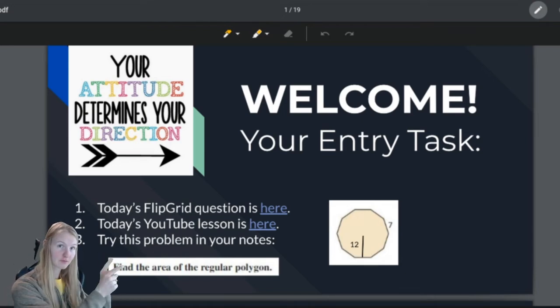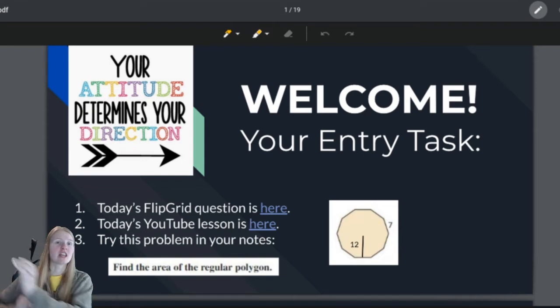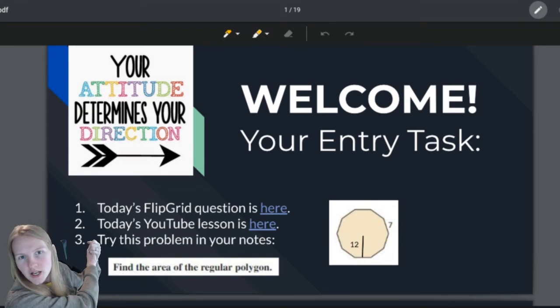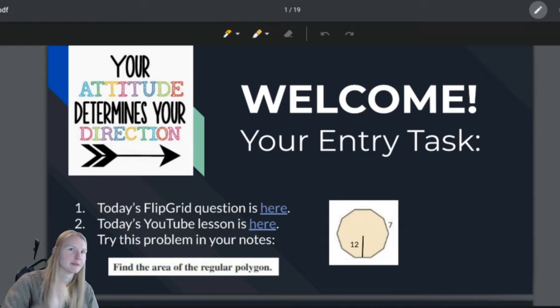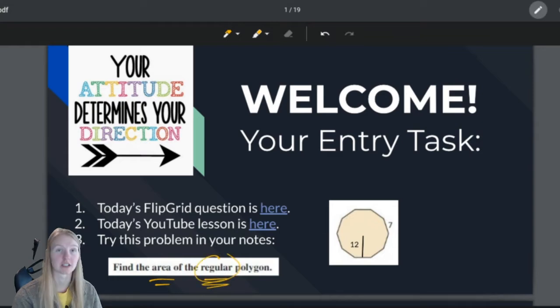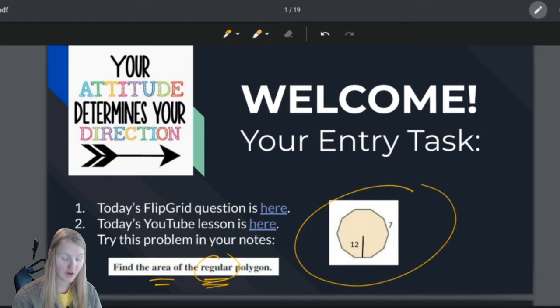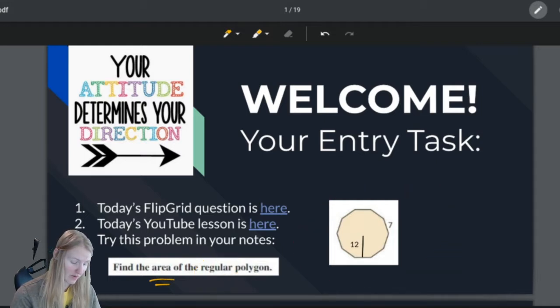Now, try that problem in your notes. Pause the video, do that problem in your notes, and then unpause it and do it with me. Okay. Alright. Find the area of the regular polygon. That word's important. If this is not a regular polygon, this is going to be a lot harder to find the area of this thing.